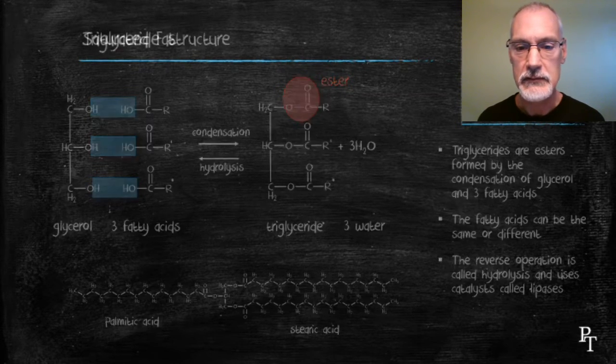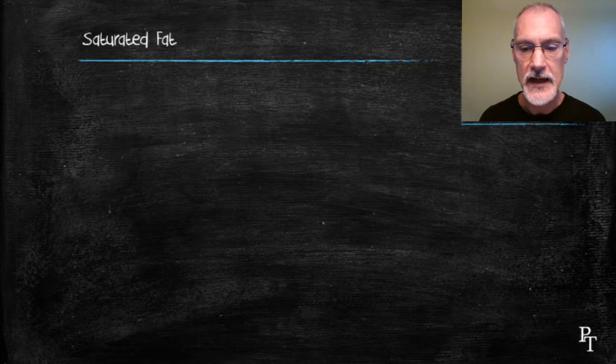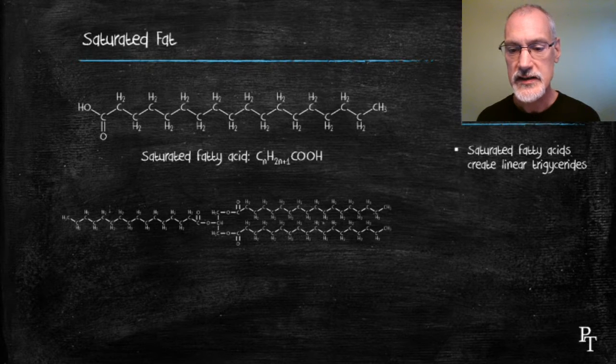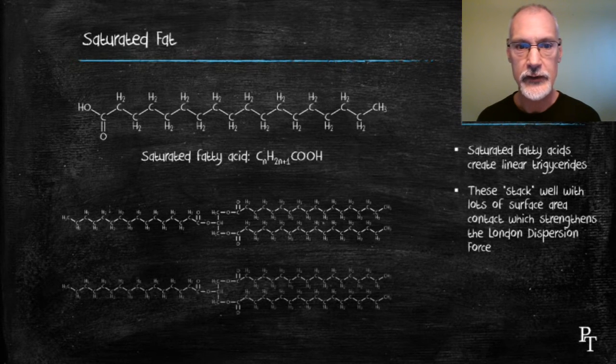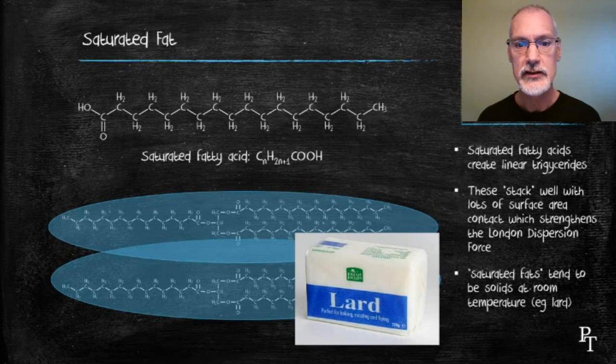Now let's take a look at the structure a little bit more carefully. If I begin with saturated fatty acids, I produce long-chain triglycerides that are relatively linear in shape. Because they're linear in shape, they tend to stack well together with lots of overlapping surface area and surface contact. That then enhances the London dispersion force that can form between them. Such materials tend to be solids at room temperature, and you might recognize them as lards.